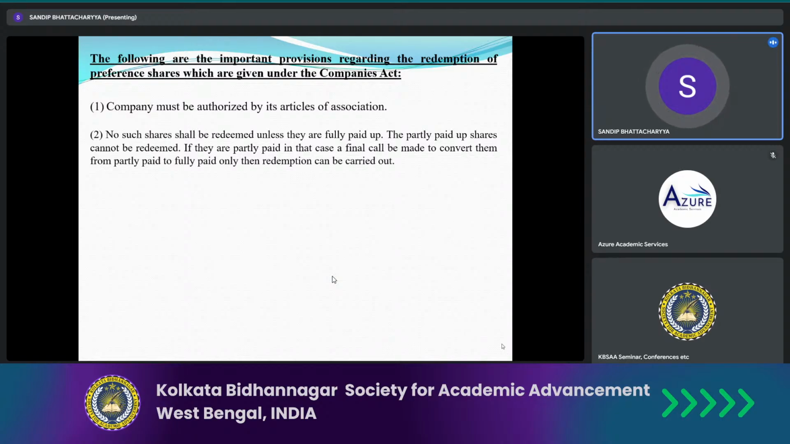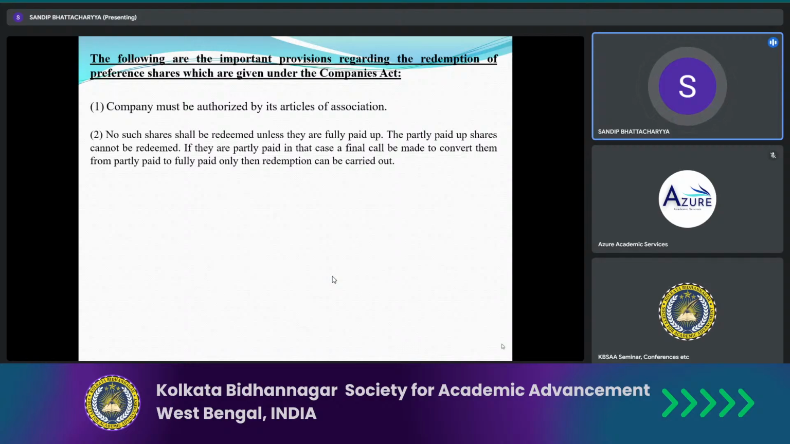Suppose X Limited issued 10,000 preference shares at the rate of rupees 100 each before 5 years. Suppose the issue price or face value is rupees 100. Now after 5 years, or in between these 5 years, only 9,000 shares are fully paid up.